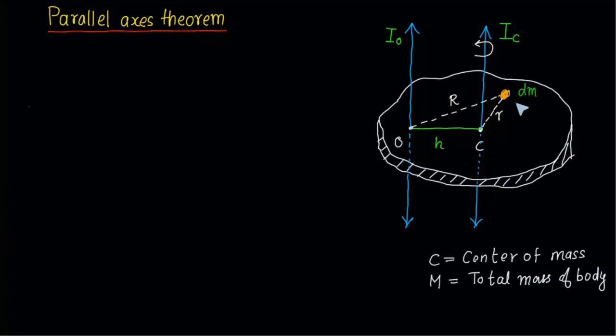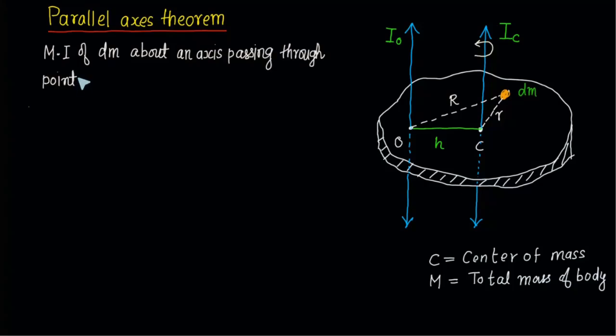So let me first find the moment of inertia of dm about this axis. So we can say the moment of inertia of dm about an axis passing through point O. I am just taking the moment of inertia of dm, that is a small mass, so that will be a very small moment of inertia dIO. And that will be, friends, distance square times dm, so that will be r square times dm, as we have discussed in the previous video.